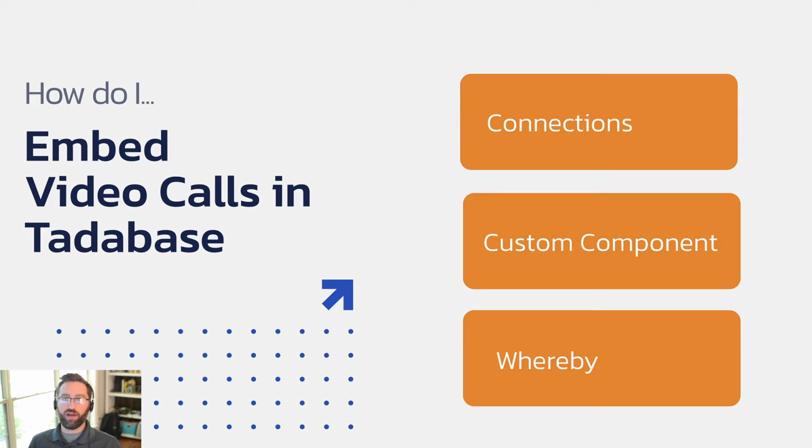So let's say you have an application that you're using internally for your business, and you want to offer video calls for you and your teammates directly inside of your application. So to do this, we're going to be using a lot of basic database techniques such as connection fields and connecting tables and records to one another. We're also going to have a small intro into the custom component.